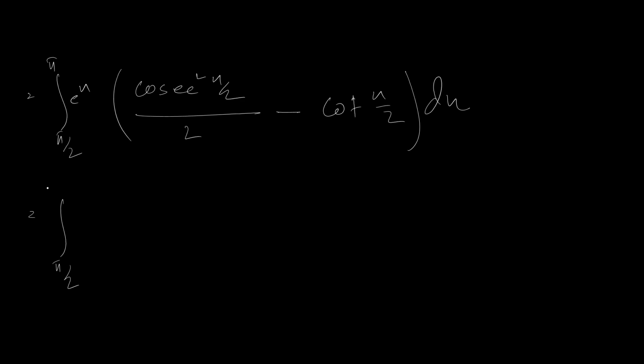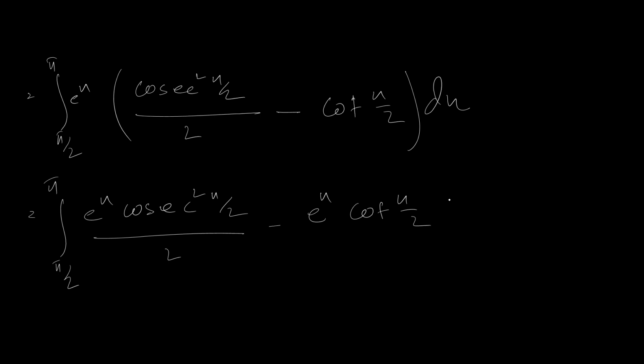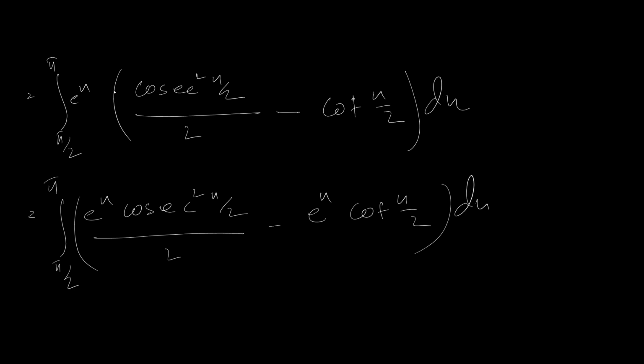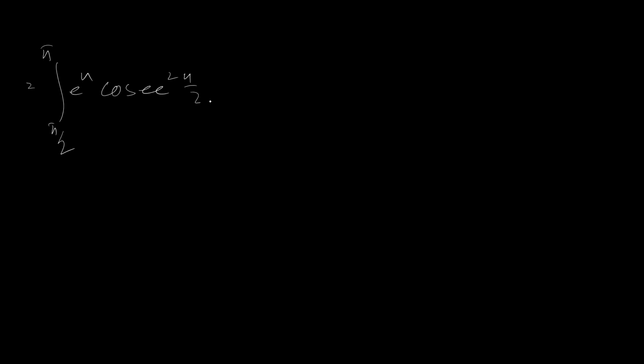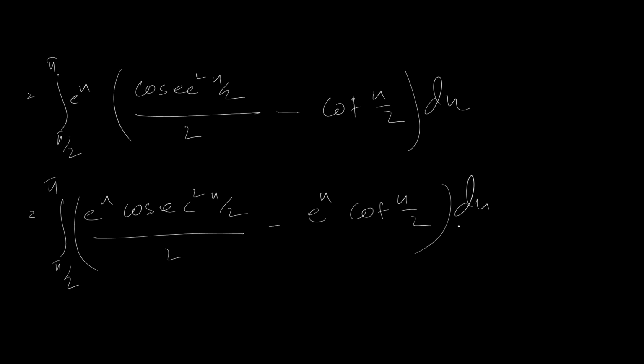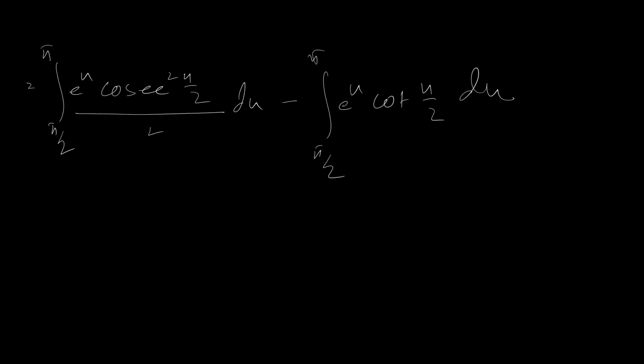Now if I split the integration, it is e to the power x cosec square x by 2 minus e to the power x cot x by 2, dx. So now split the integration: the integration from pi by 2 to pi of e to the power x cosec square x by 2 dx, minus the integration from pi by 2 to pi of e to the power x cot x by 2 dx.